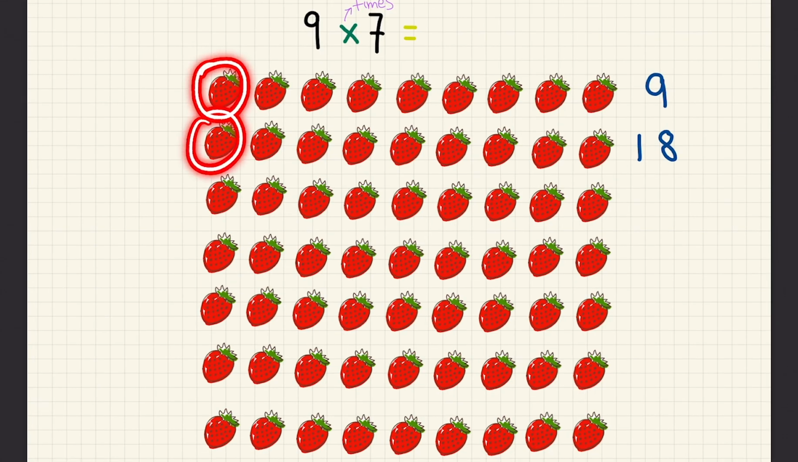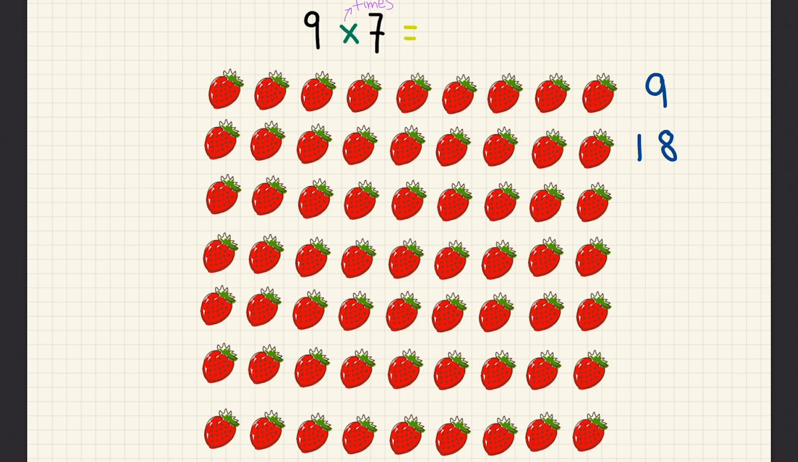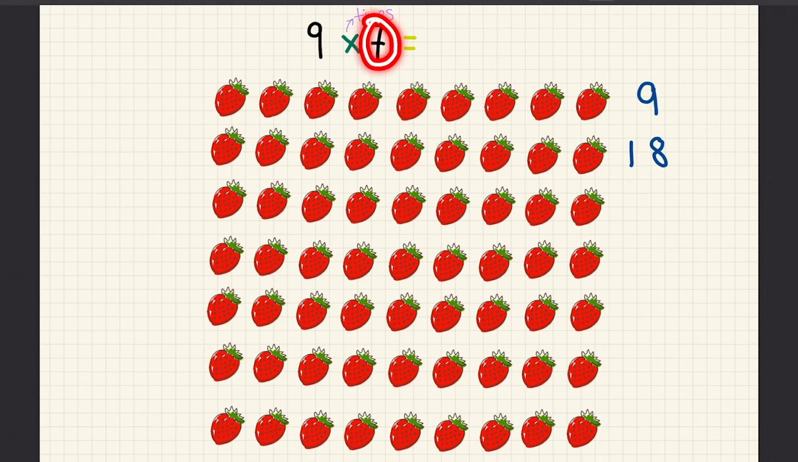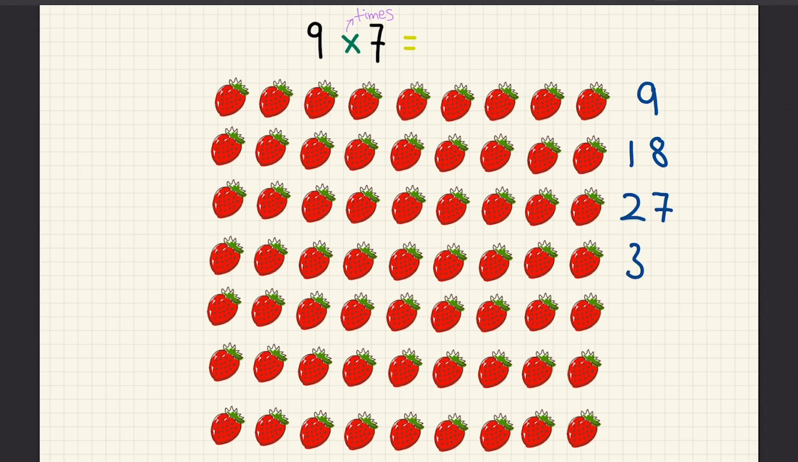1, 2, 3, 4, 5, 6, 7. There are 7 groups of 9 strawberries. Now we write down 7 after the times sign to show the equation. Now we have 9 times 7. 9, 18, 27, 36, 45, 54, 63. That means 9 times 7 equals 63. So our answer would be 63.